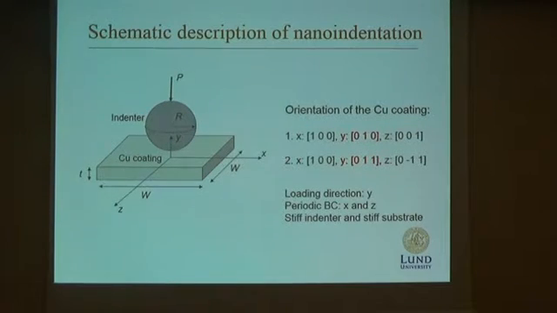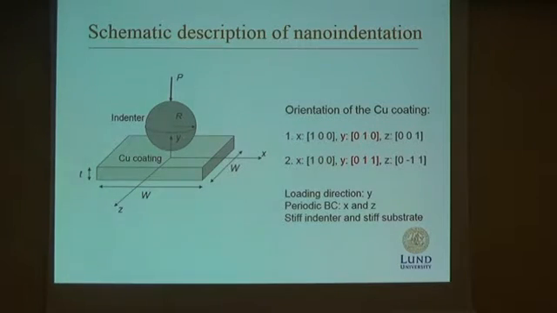Okay, this is the description of the nanoindentation test. We have a thin copper coating here with a certain dimension that I will introduce shortly. And this sphere here represents the indenter, because the tip of the indenter always has a certain radius, even though the real indenters are pyramidically shaped, like the Berkovich indenter, but they always end with a tip radius.